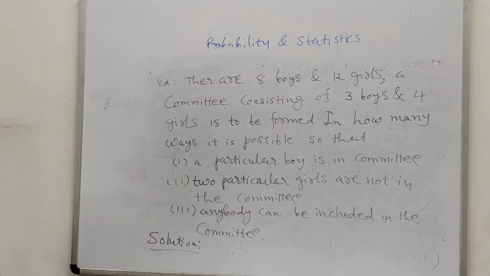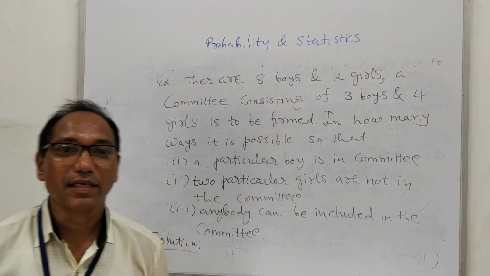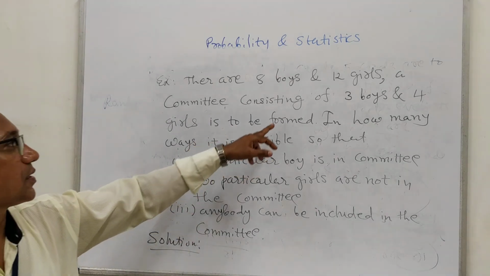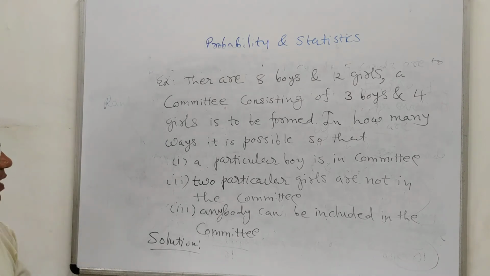In the second case, two particular girls are not in the committee. That means there are a total of 12 girls, from which 2 girls must not be included in the committee. This question says that, suppose Neha and Seema, these two girls need not be involved in the committee. That means we have only 10 girls, and out of the 10 girls we require to select 4 girls, and this can be done in 10C4 ways, and the other 3 boys can be selected in 8C3 ways. So 8C3 into 10C4 will be your answer.